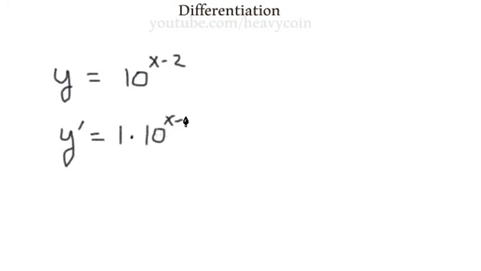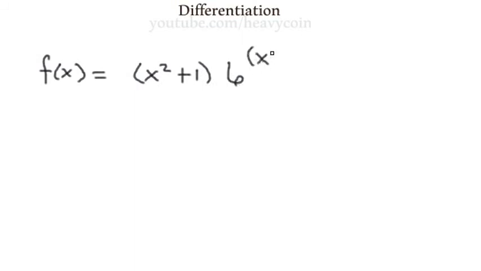Rewriting, times the natural log of 10. The natural log of 10. All right, easy enough, and of course we don't write the 1, just write 10 raised to the x minus 2 times natural log of 10.